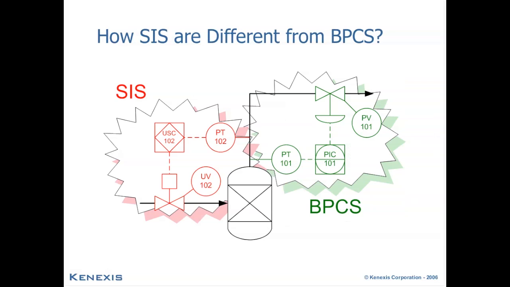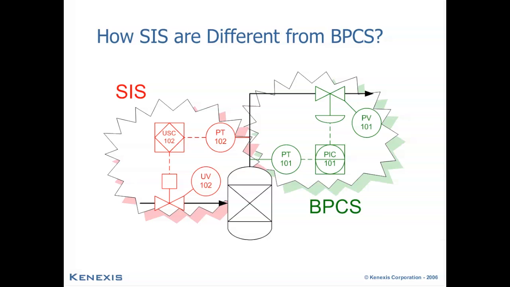They differ from the basic process control system in two important ways. One, they're functionally different from the basic process control system. As I alluded to, the BPCS, or basic process control system, handles day-to-day, routine, ordinary control actions. A safety instrumented system would handle non-routine, extraordinary actions which shut down the process when certain predefined limits have been violated.